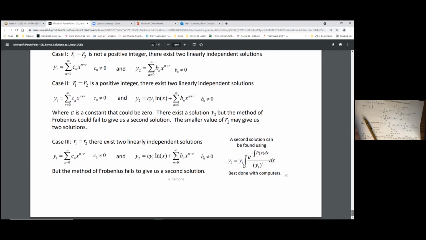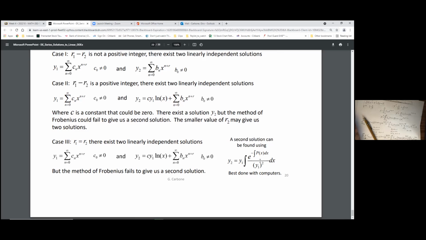You could find a second solution, but just think about how messy this would be. You have to square the power series, and then you have to take the p-value and integrate that. And then it's the integral of this. This is very, very messy, and normally you would do this by computer.